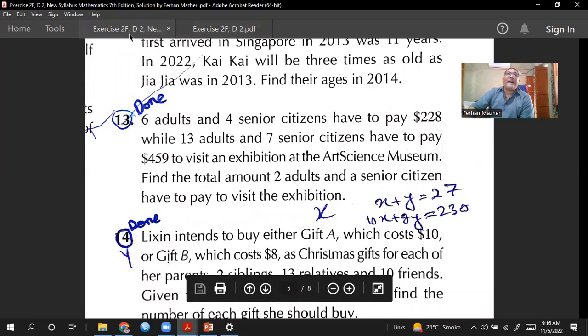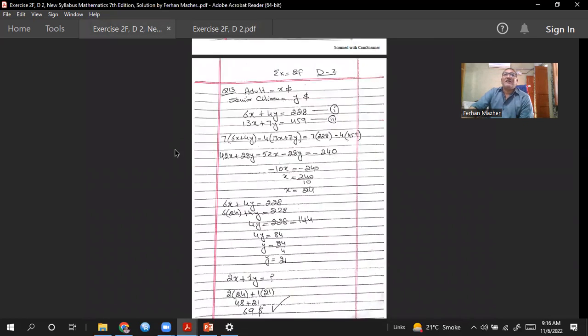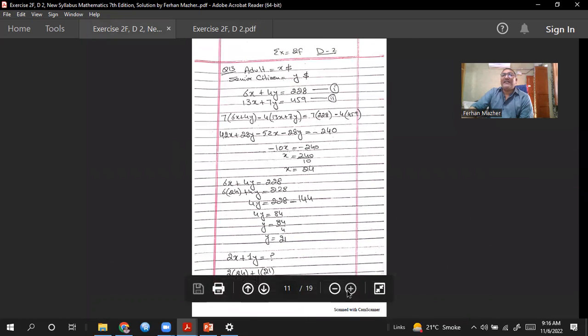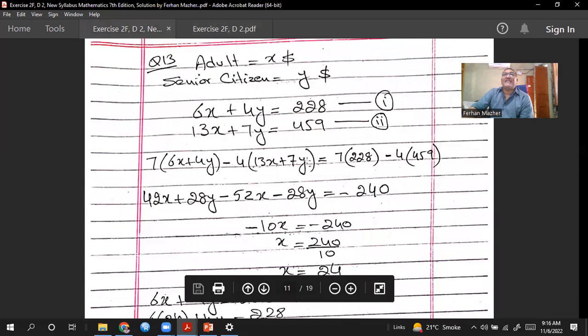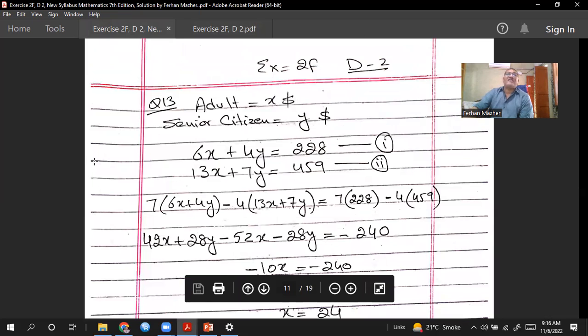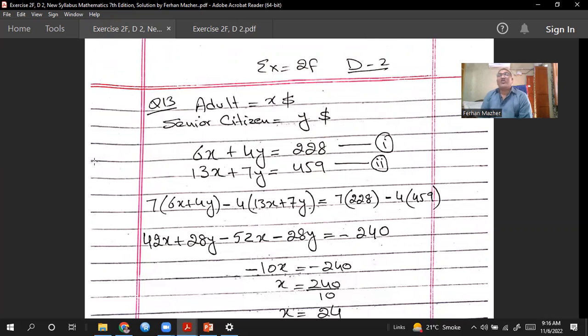Okay, so suppose that the adult ticket is x dollars and the senior citizen ticket is y dollars. So 6 adults and 4 senior citizens, the cost is 228. So 6x plus 4y equals $228. That is the first equation. 13 adults and 7 senior citizens, the cost is $459. So 13x plus 7y equals $459.